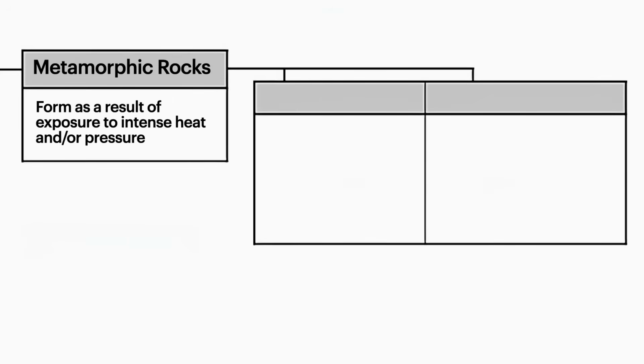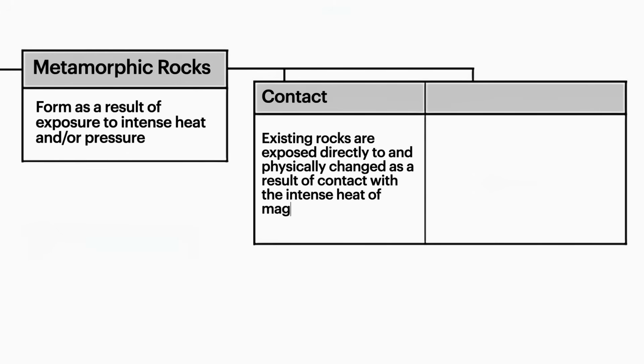Now, similar to igneous, we have two types of metamorphism that take place. The first being contact metamorphism, and this one is more about heat. So imagine taking a rock, pouring some magma on it, and that magma burning the outside of the rock so that it changes its appearance. So that's contact metamorphism. Existing rocks are exposed directly to and physically changed as a result of contact with the intense heat of magma or lava. So this can happen inside the earth or on the surface. It's essentially taking an existing rock and burning it.